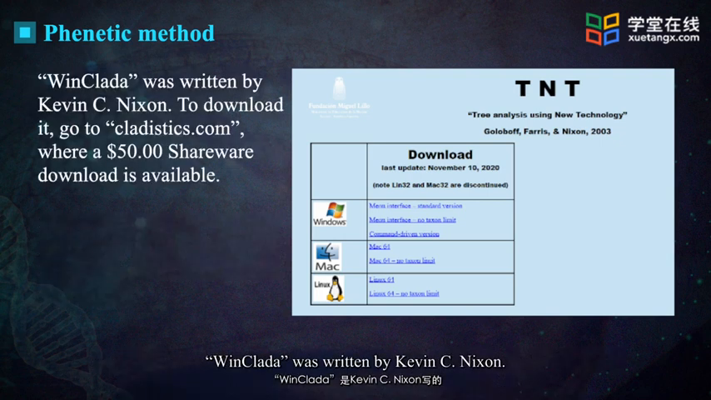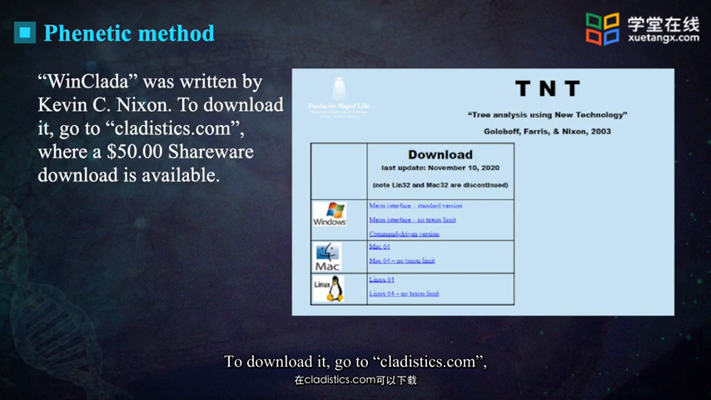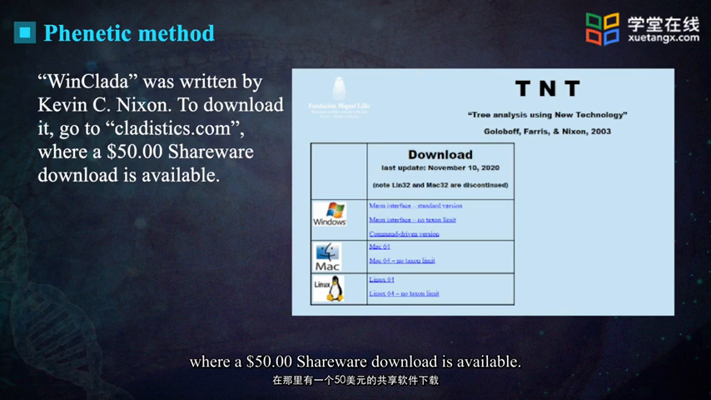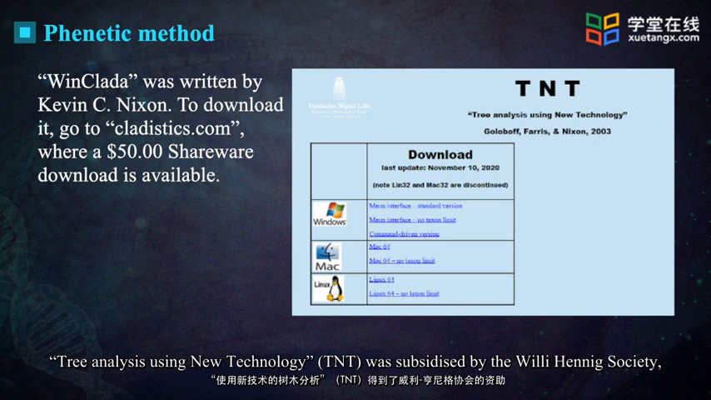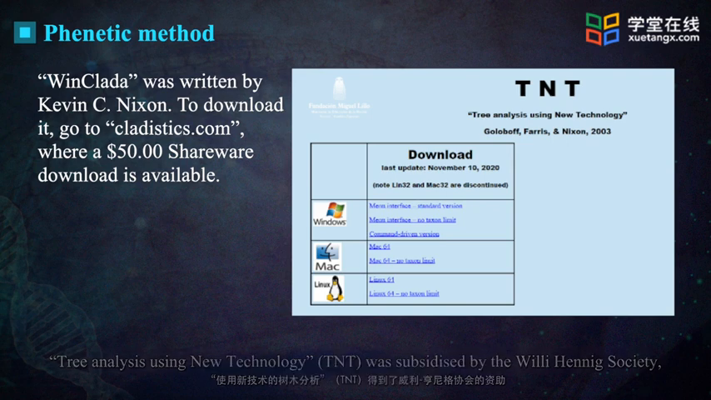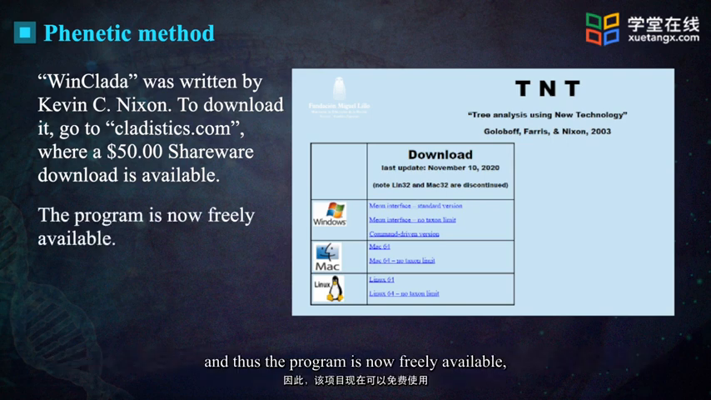Winclada was written by Kevin C. Nixon. To download it, go to cladistics.com, where a $50 shareware download is available. As of November 2007, tree analysis using new technology, that is TNT, was subsidized by the Willi Hennig Society, and thus the program is now freely available, upon agreement on the terms of the license, of course.